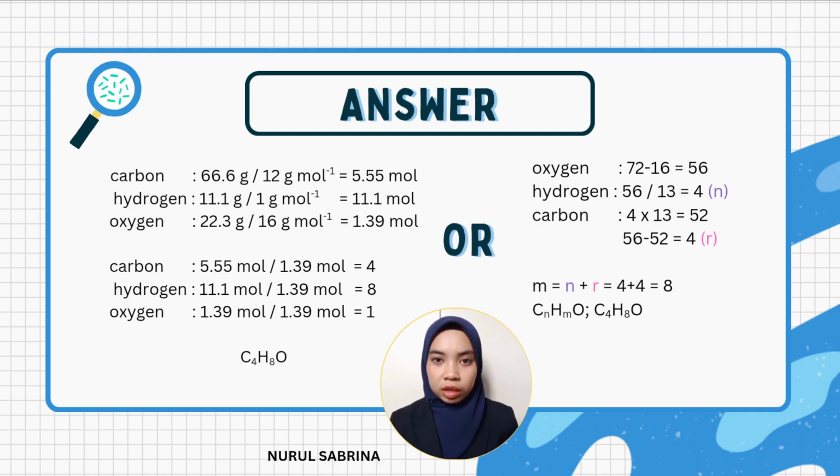Chemical formula is C4H8NO. Then verify with the molar mass. If this is also the molecular formula, we calculate the molar mass of C4H8NO and get the total is 72 grams per mole.